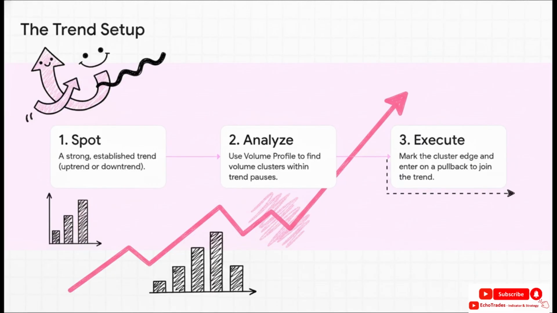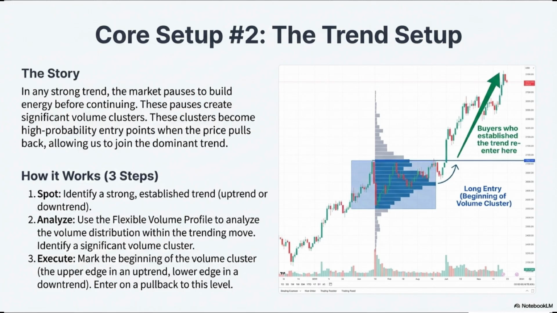All right, next up is the trend setup. You've heard it a million times, right? The trend is your friend. But the hardest part is figuring out where to jump in without getting run over. Well, this setup solves that problem. In any strong trend, the market has to take a breather. It pauses to build up energy. And these little pauses, they create distinct volume clusters. These clusters become our golden ticket, our high probability entry points to get back in sync with the trend.